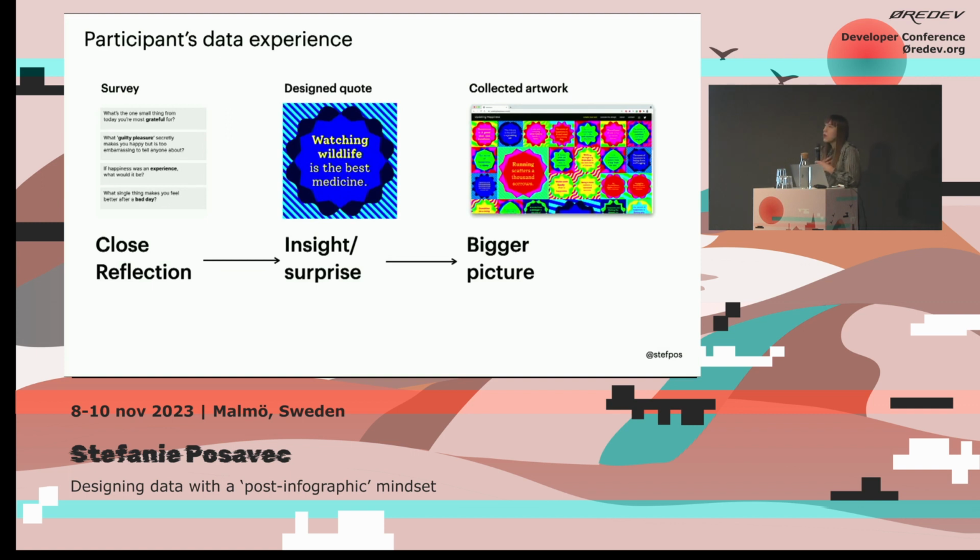They have this close self-reflection, they get this insight or surprise, a gift for their time, and then they're able to see themselves in context with the community around them, giving them a chance to understand their place in the wider community and then better understand the nuance and diversity of what human happiness truly looks like.